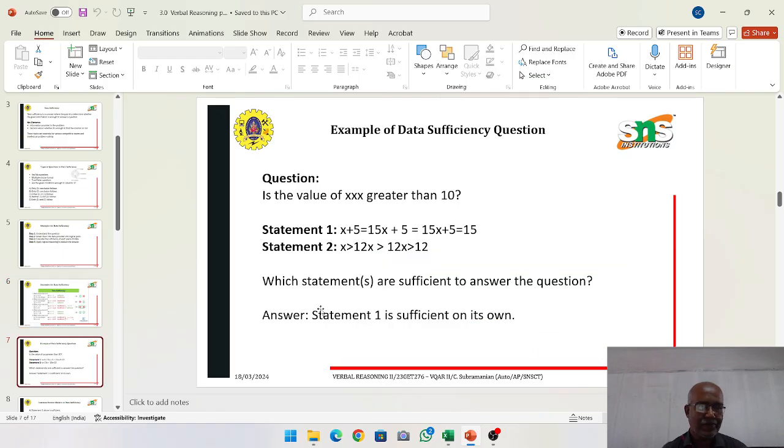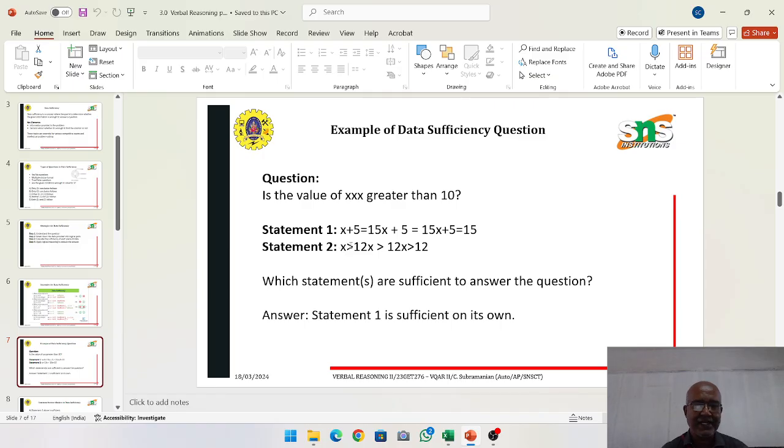Similarly, the next example of data sufficiency: is the value of x greater than 10 or not? They are asking. The statements given are: statement 1, x plus 5 is equal to 15; statement 2, x is less than or equal to 12. So which statement is the right answer? The answer is that statement 1 is enough for us.